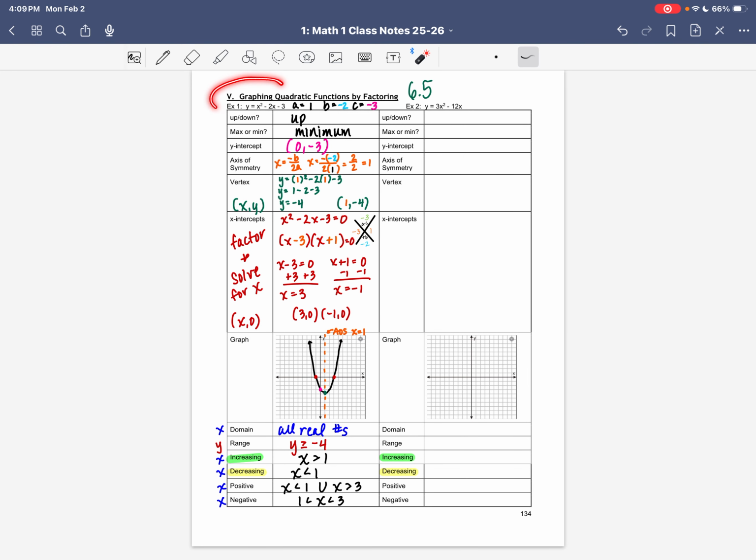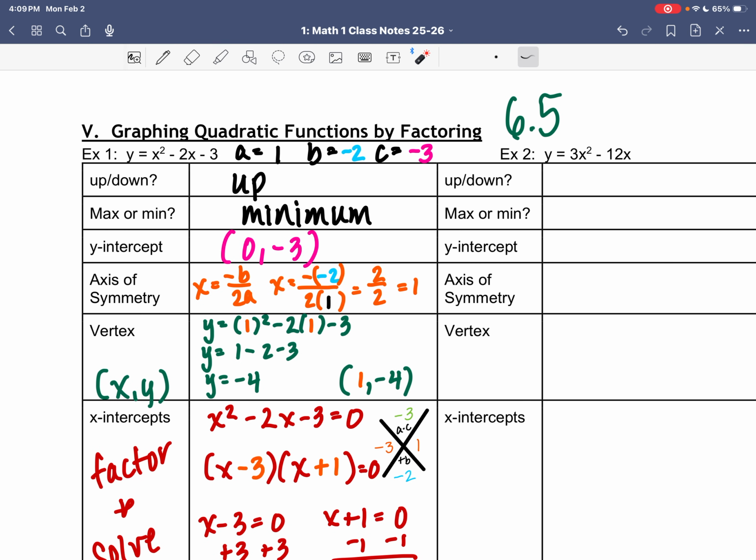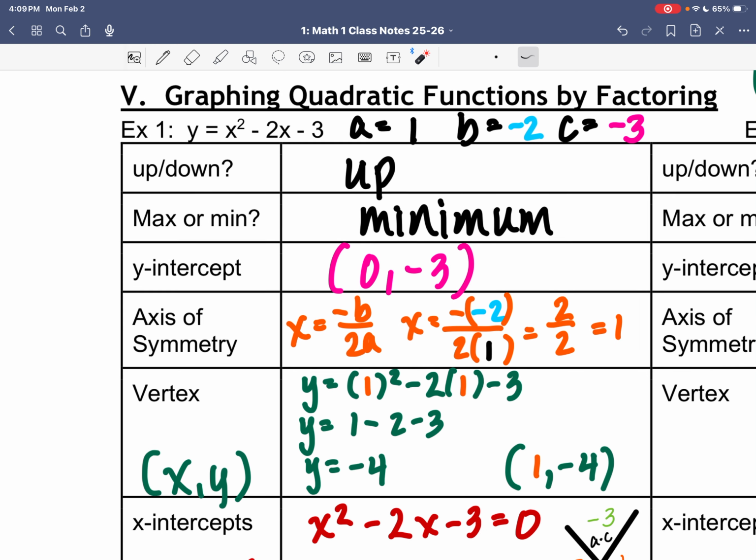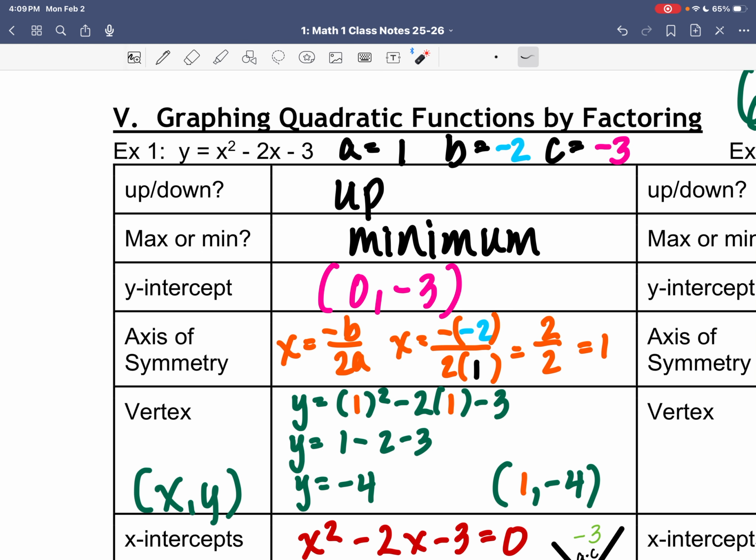All right, we're going to be talking about graphing quadratic functions by factoring. So we're basically going to take what we've been doing for the past couple lessons and add on factoring. All right, so first off, let's look at our equation. So I know that a equals 1, b is -2, and c is -3. So with that, we know since a is positive, it's going to open up, which gives it a minimum.